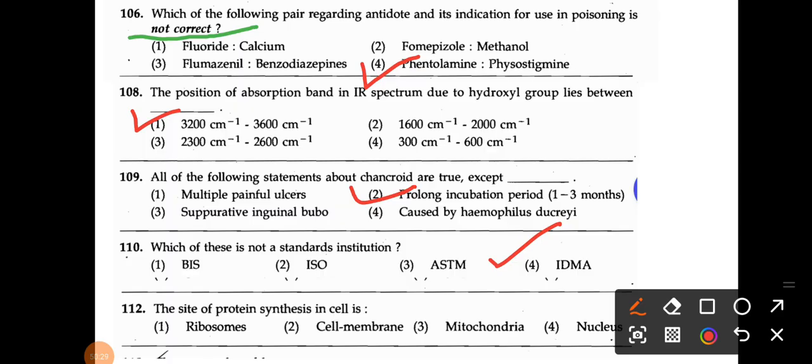So what are the options here? These are ribosomes, cell membrane, mitochondria and nucleus. So what is the correct answer here? That is the ribosomes. Sometimes they ask specifically what kind of ribosomes, rough ribosomes, right? Ribosomes are the site of protein synthesis, and they are located in the rough endoplasmic reticulum.